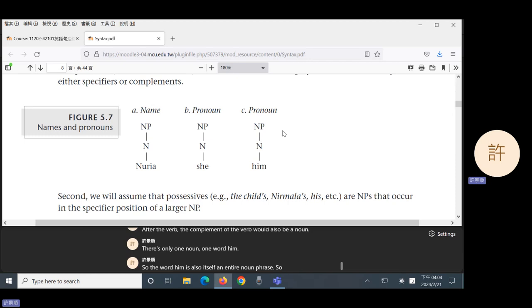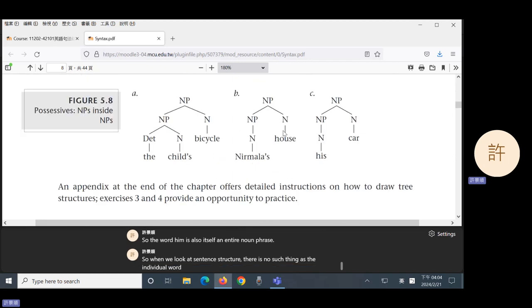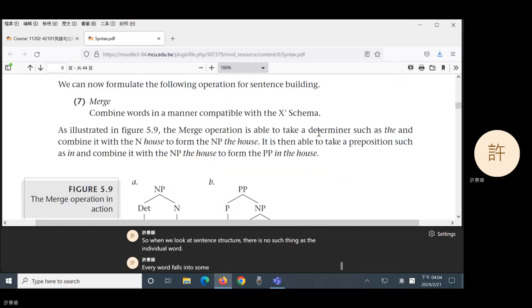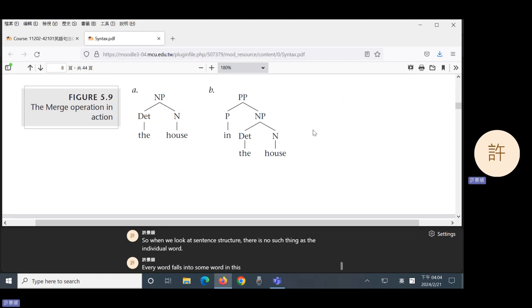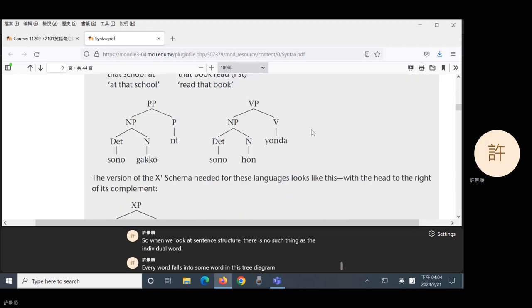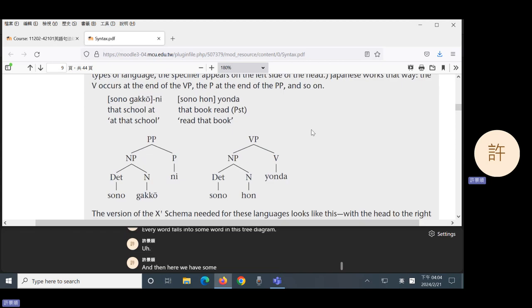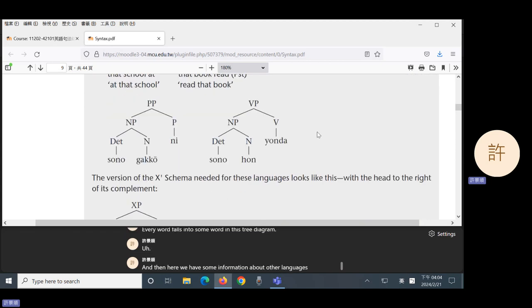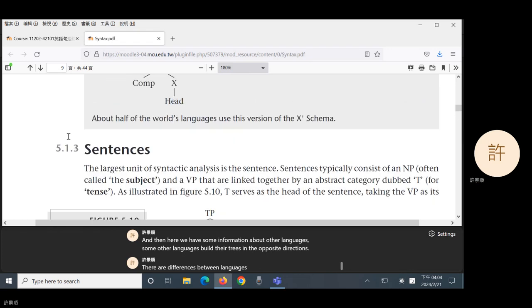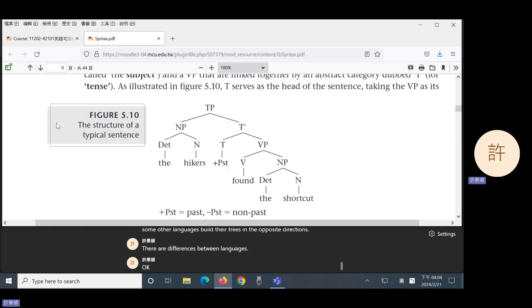So when we look at sentence structure, there is no such thing as the individual word. Every word falls somewhere in this tree diagram. And then here we have some information about other languages. Some other languages build their trees in the opposite direction. There are differences between languages. Okay, then we get to the sentence.